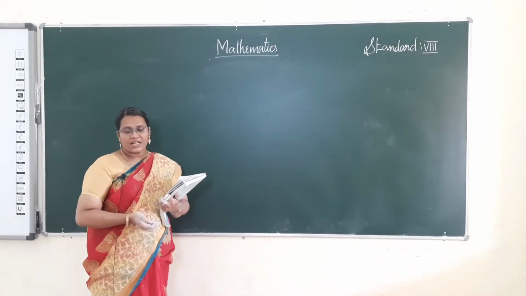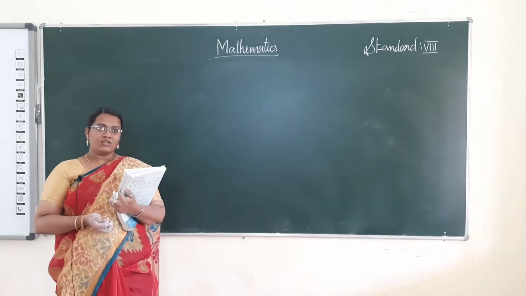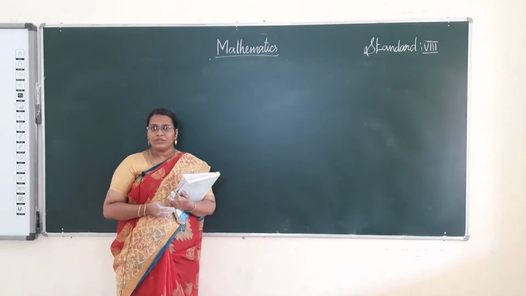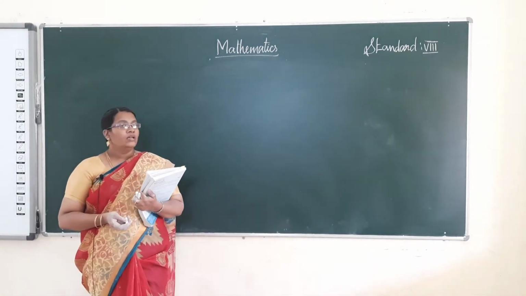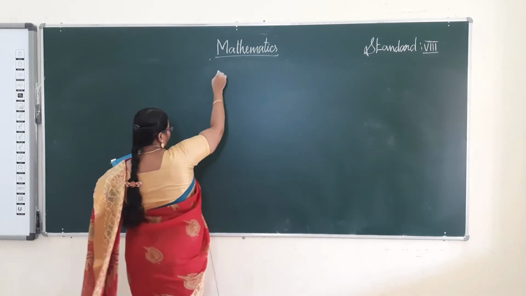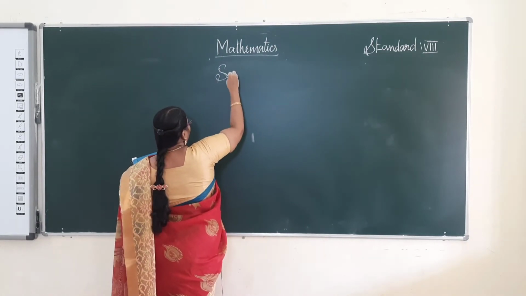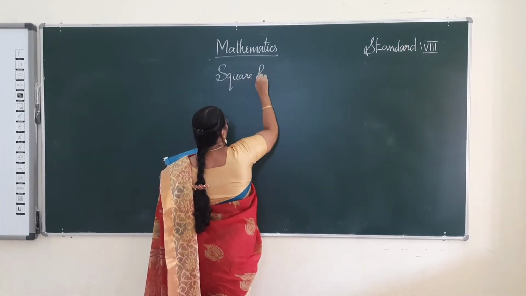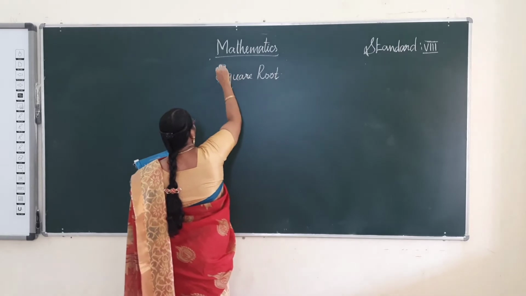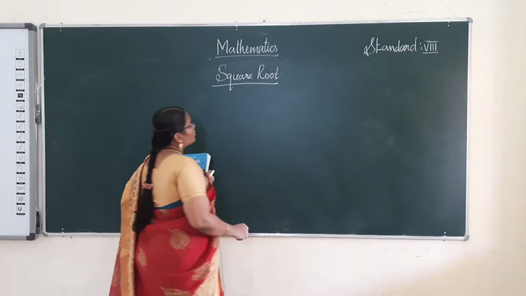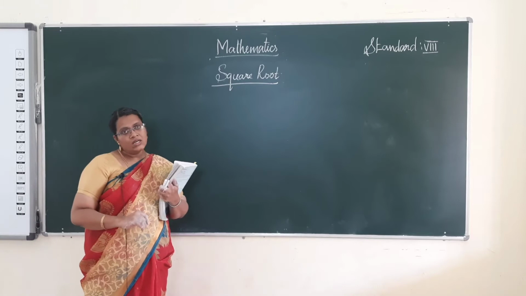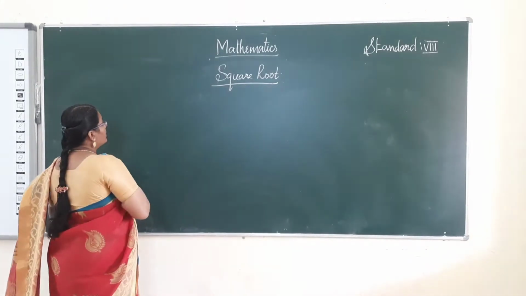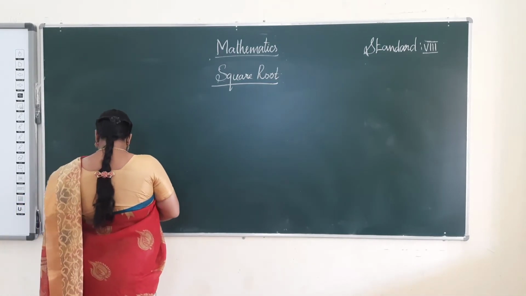Okay. In the last class we learned the square. I hope you understood the last class concept, square and alternate methods of squaring numbers. Today we are going to learn the square root. The square root means the reverse of the square. Opposite of the square is called the square root.